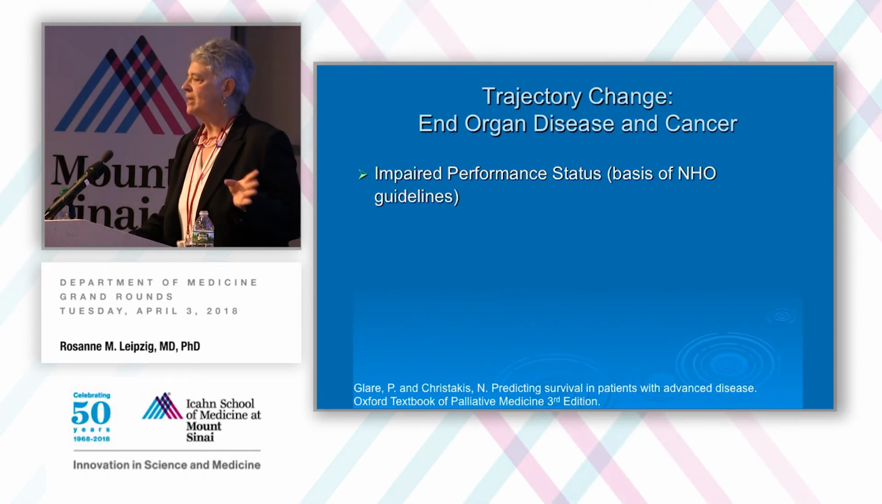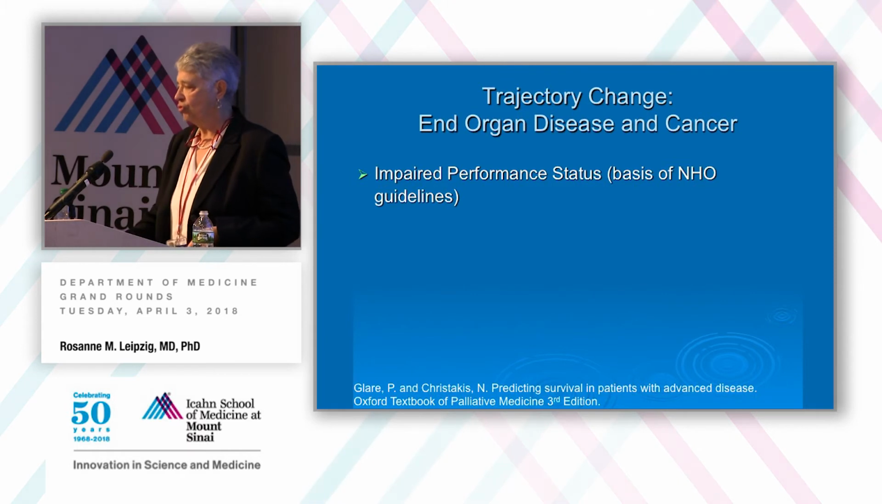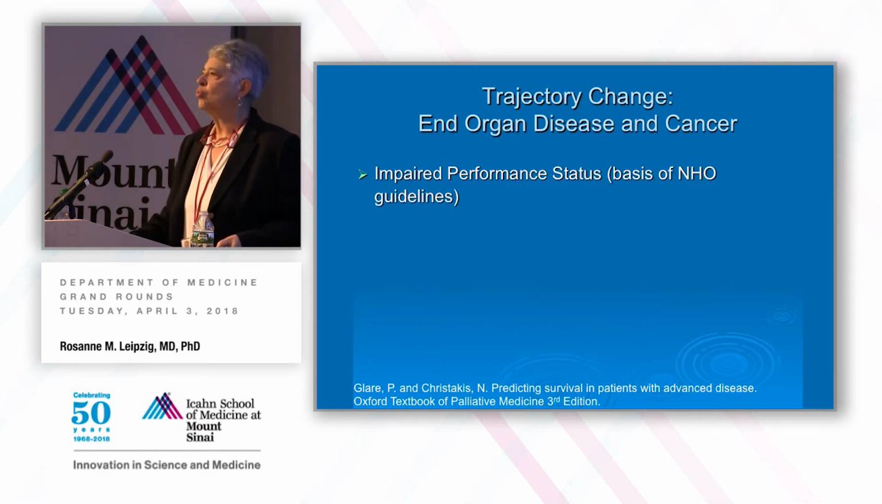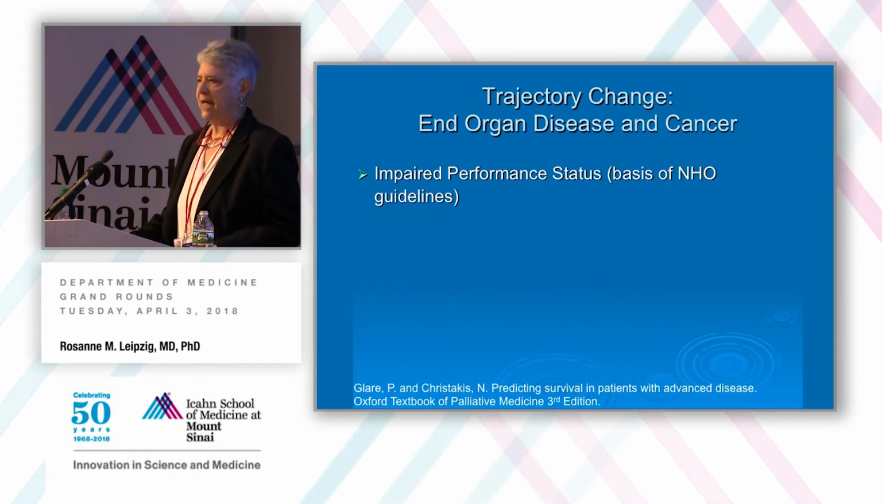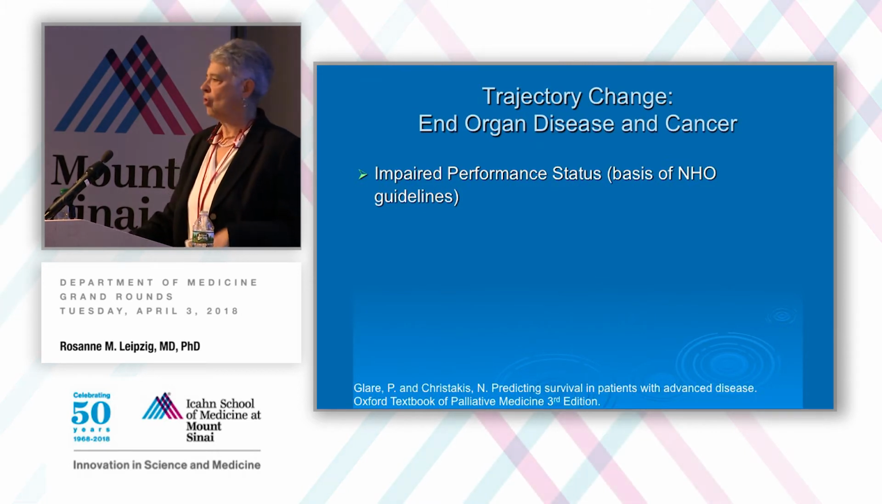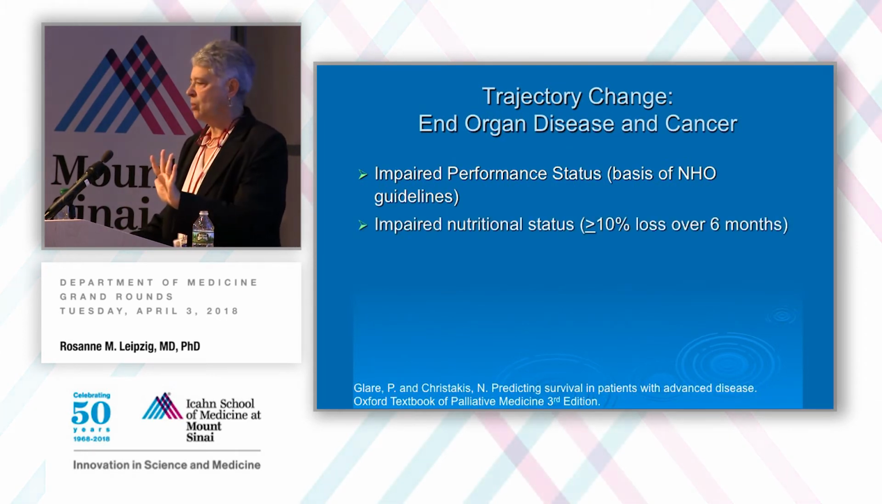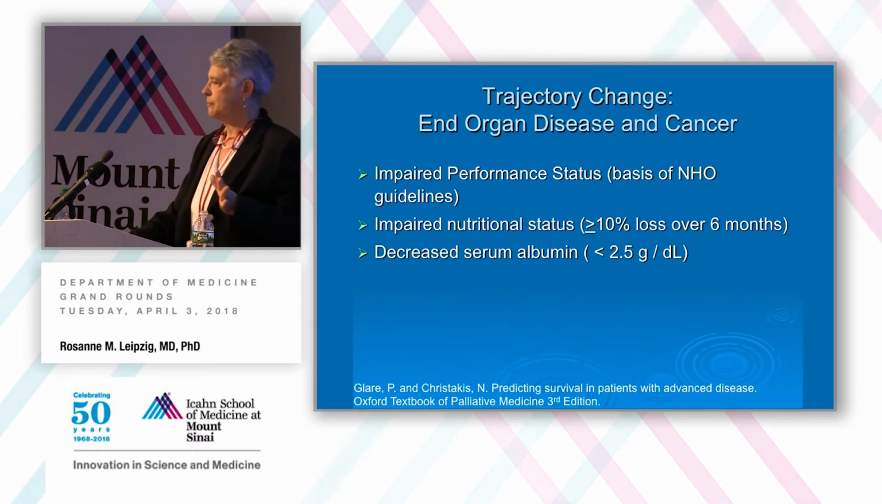These are based mainly on impaired performance status, impaired nutritional status, and a decreased serum albumin. So that serum albumin is really important to have. And we don't always get it on the tests that we do routinely in the hospital. And it's worth getting, okay? So when people start having impaired performance status, they're losing a lot of weight, their albumin is down, the end is near, okay?